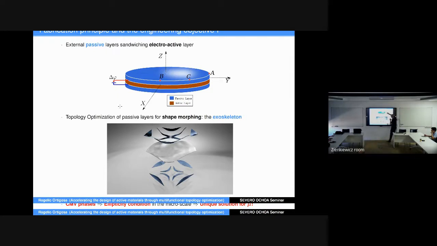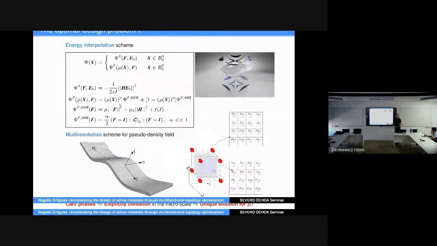I will impose electrodes in those two lines. I will create an electric field on that. And what I'm going to do is design the passive layers, which are going to act like an exoskeleton or stiffeners. I'm going to do that through topology optimization, in particular using the SIMP method.